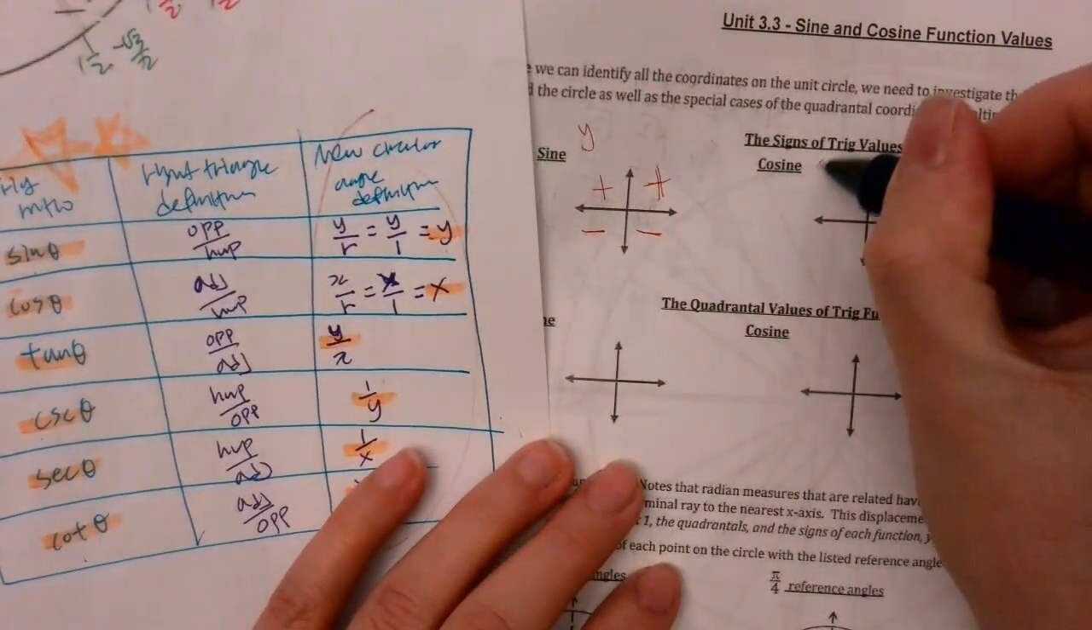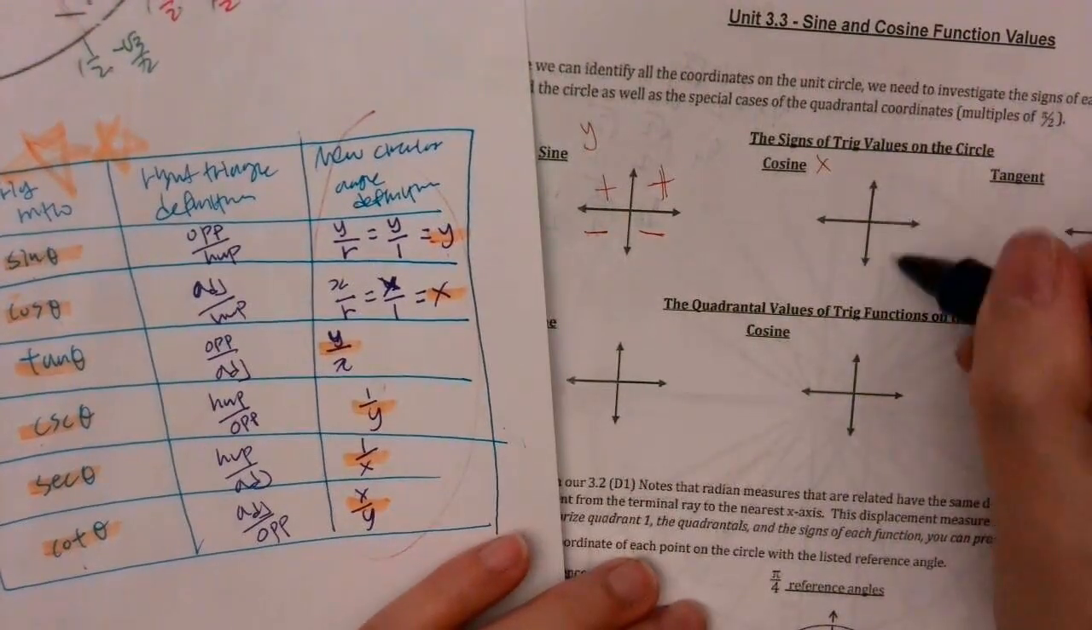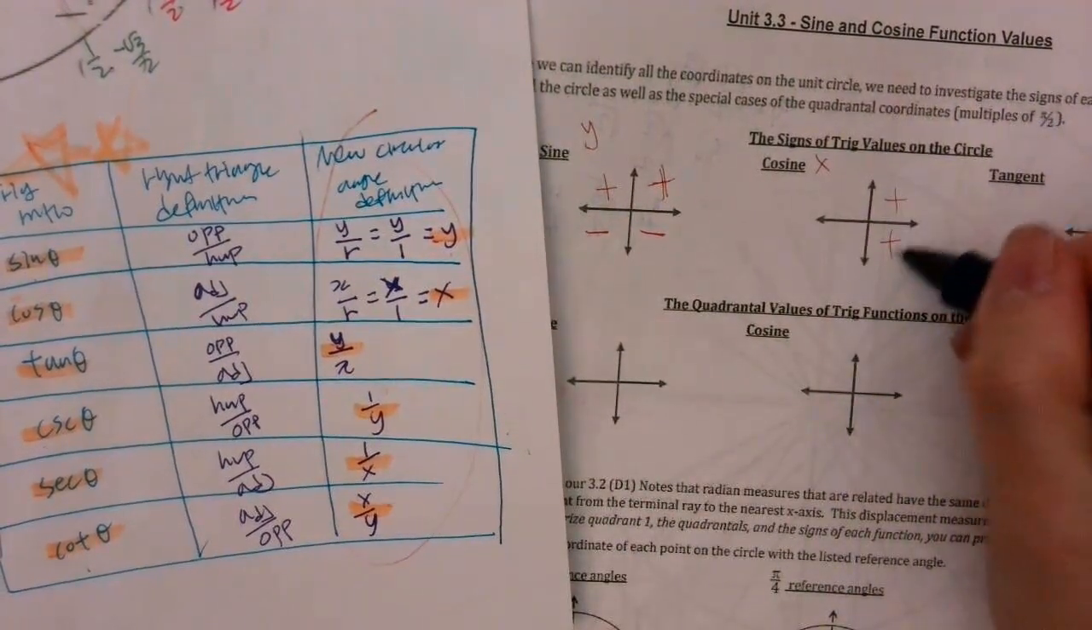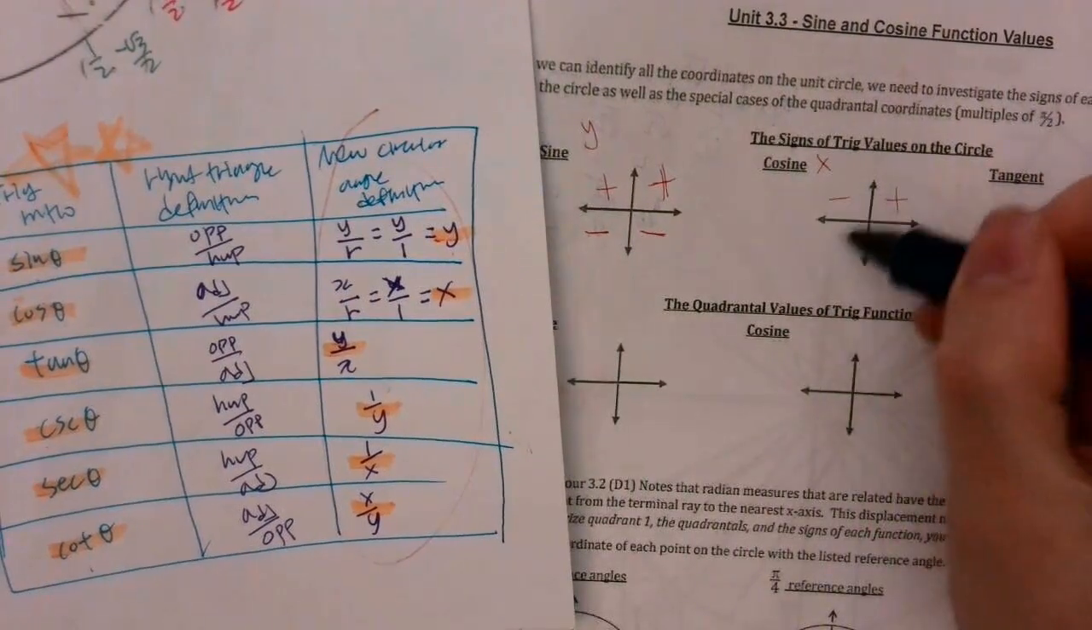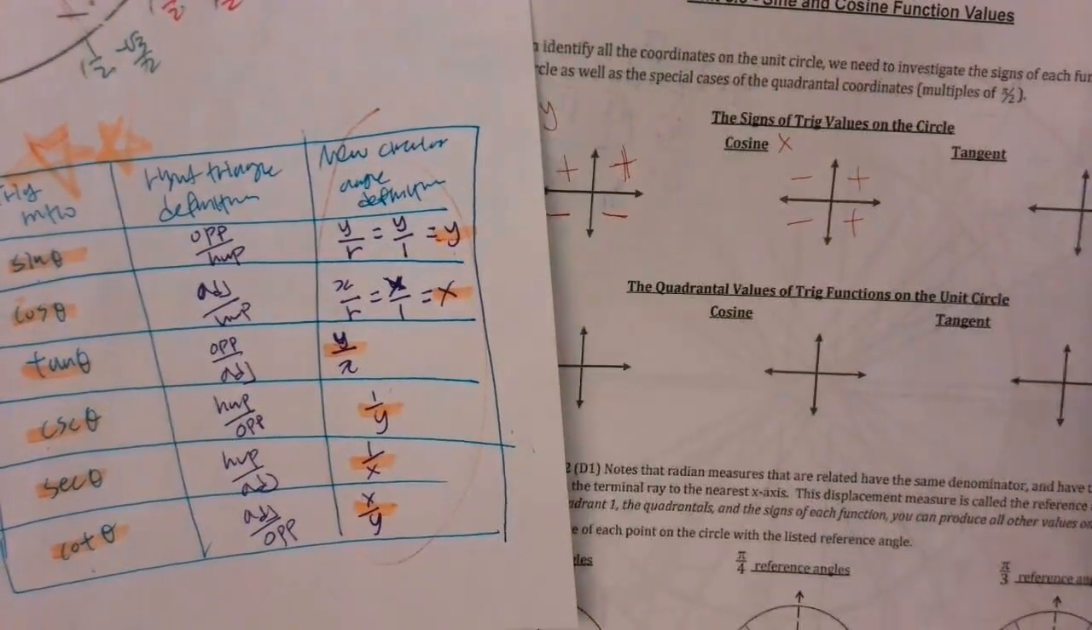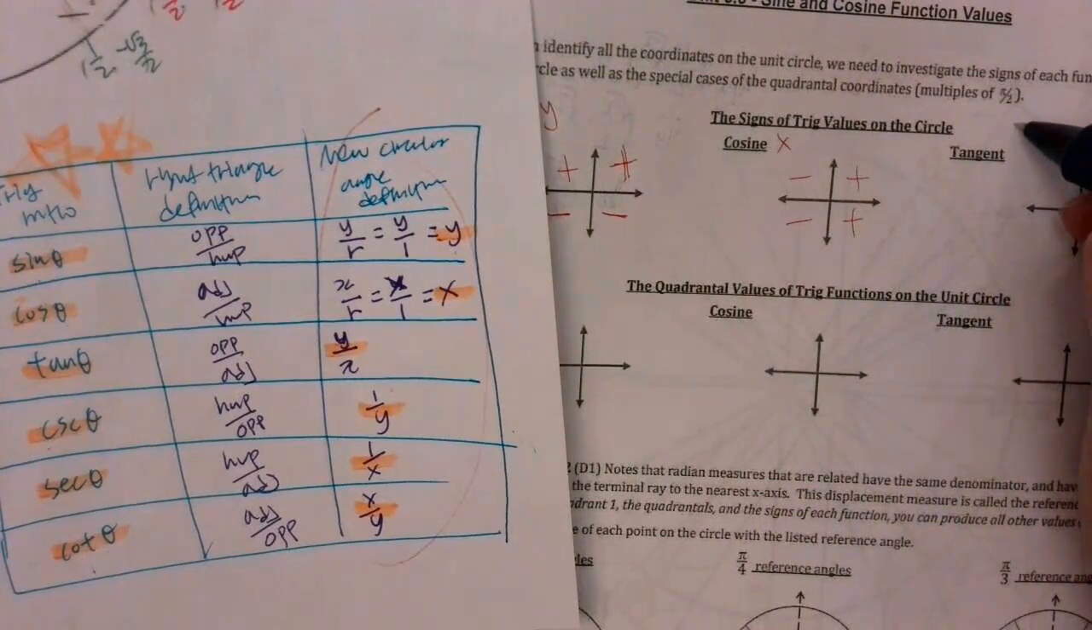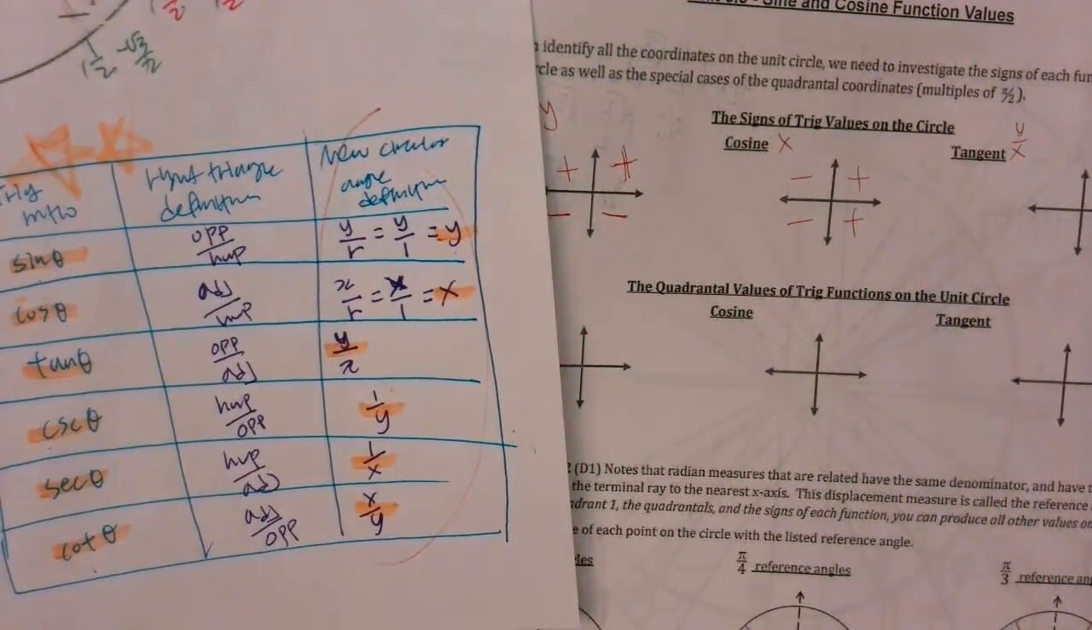What about the cosine? X value. So where do I have positive x? Right here. So positive, positive, the first and the fourth quadrant. Negative, negative, second and the third quadrant. Tangents are tricky. How do you find the tangent? Y over x. Right? Alright, so first quadrant is positive, positive. So if I do y over x, positive over positive, I'm going to get positive.